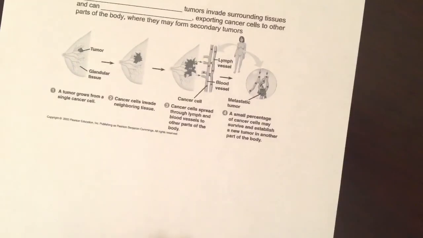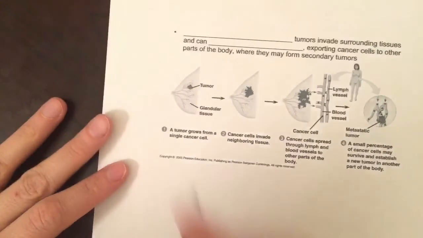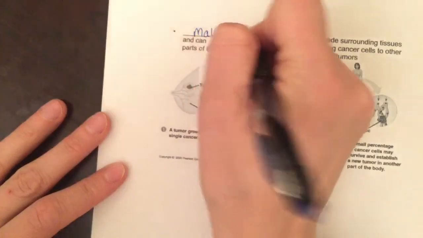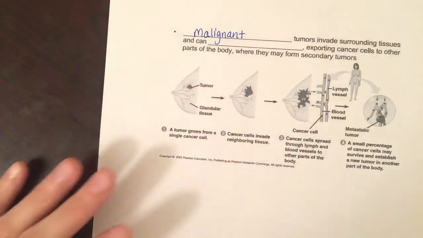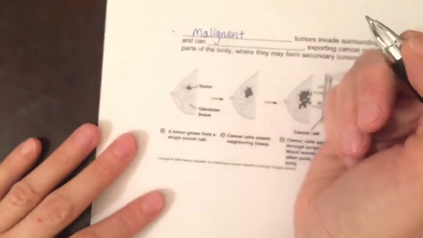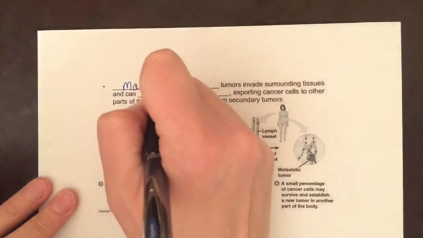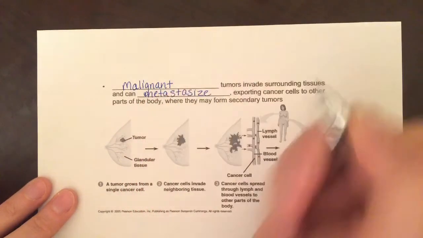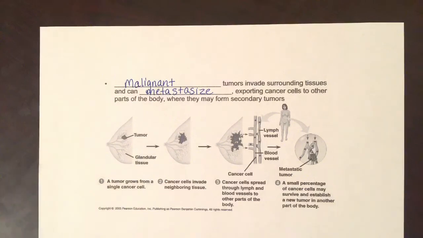If we look at the next page, malignant tumors invade surrounding tissue and can what we call metastasize. And what that means is it takes the cancer cells, and usually they get into the bloodstream and can be taken to other parts of the body where they can form what we call secondary tumors.